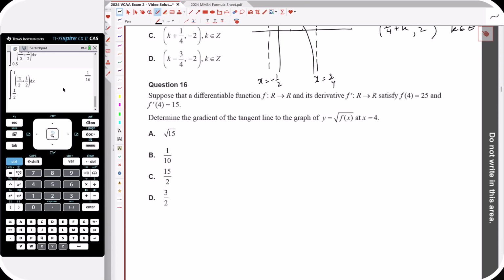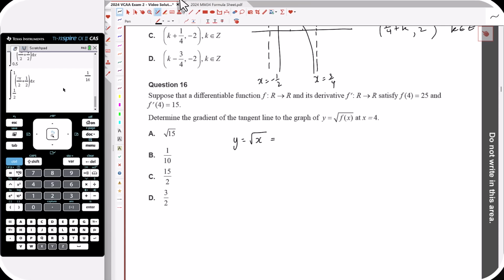Question 16. Suppose that a differentiable function f and its derivative f dash, both with domain R, satisfy f of 4 equals 25 and f dash of 4 equals 15. Okay, so the graph goes through the point (4, 25) and has a gradient of 15 at that point. Determine the gradient of the tangent line to the graph of the square root of f of x at x equals 4.